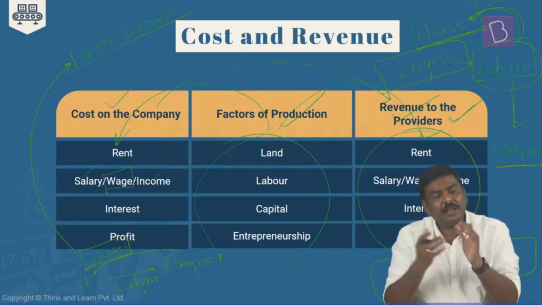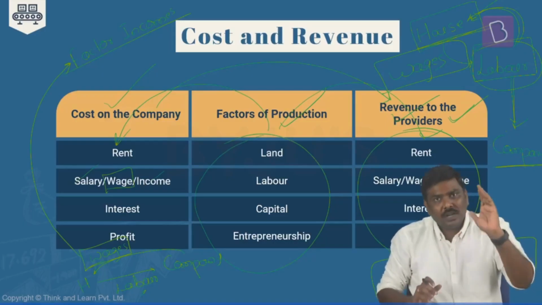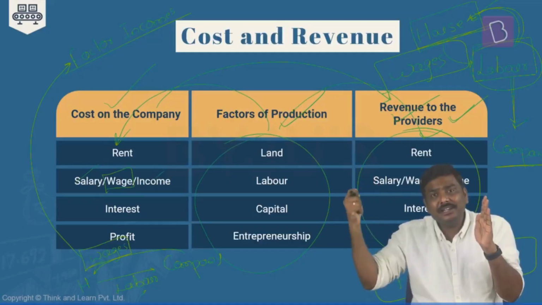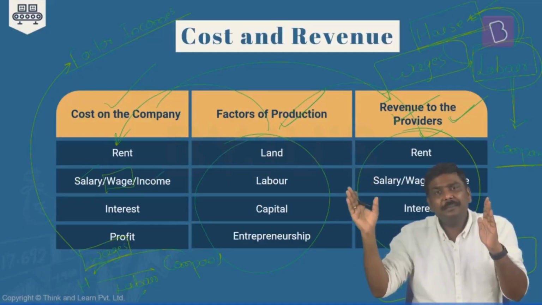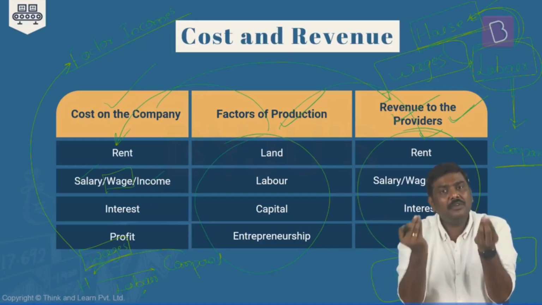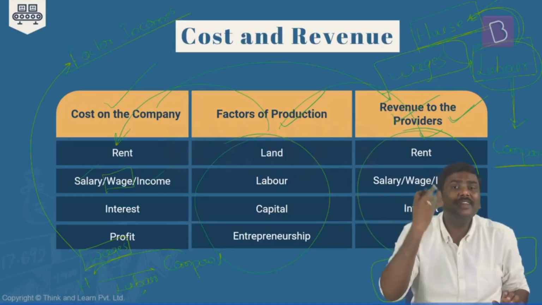Hence, interest also becomes a factor income. The owner of the land has provided land on lease, or let's say rent, to a particular company. The company will pay certain money in the form of rent. Rent becomes a factor income.